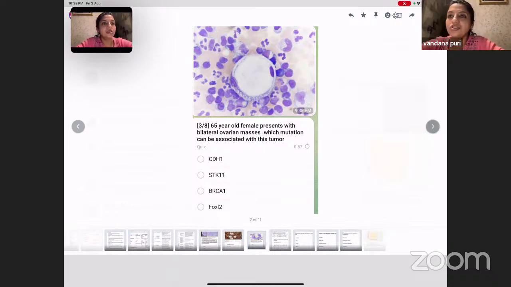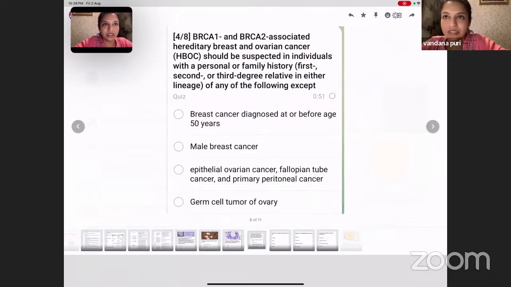Okay, sure. Now this was an interesting question that I had given. Okay, so this is a basically practical question. Suppose BRCA1 or BRCA2 hereditary breast and ovarian cancer, very popularly called HBOC, should be suspected in individuals with personal or family history of any of the following except. So what did you mark as the answer, guys?